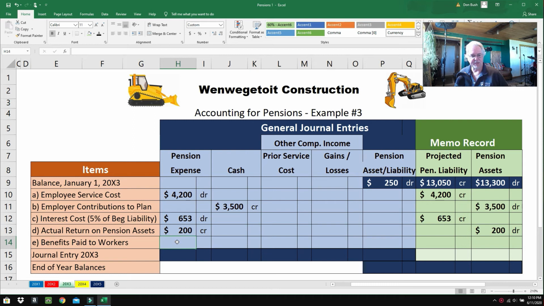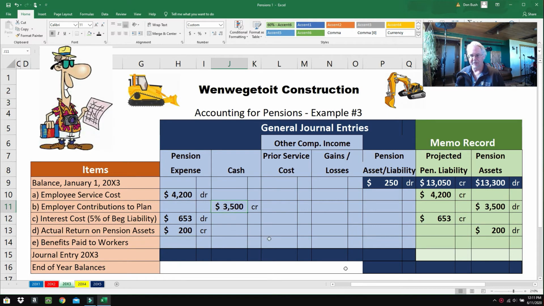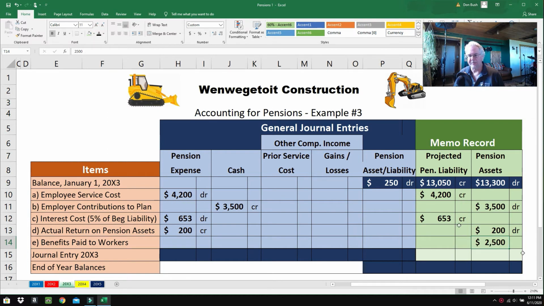Benefits paid to workers. Well, it's not coming out of the company's money. The company already funded their pension for this year. So the money's going to come out of the pension fund itself. It'll reduce the pension assets because they're paying out money to retirees. And so we need a credit.